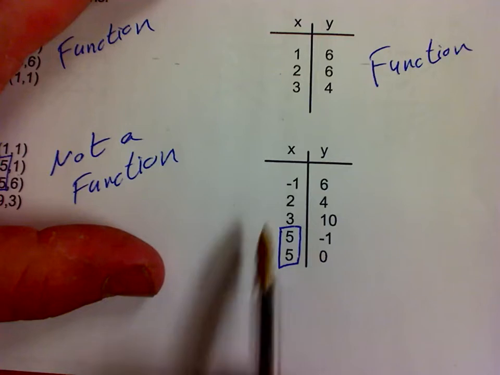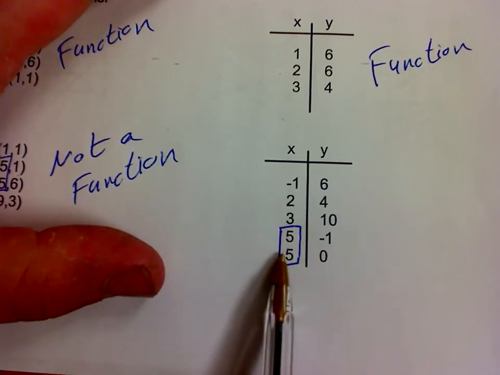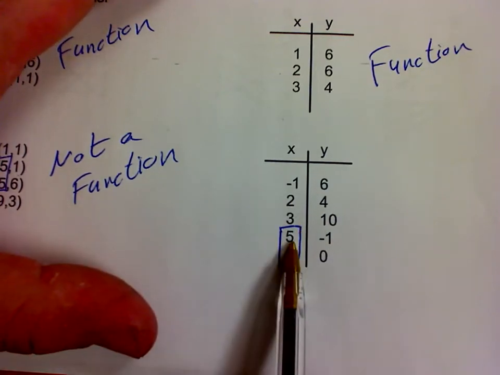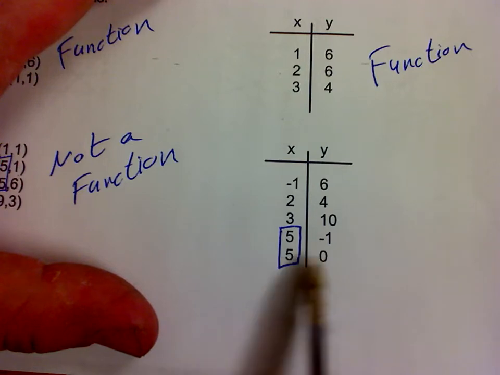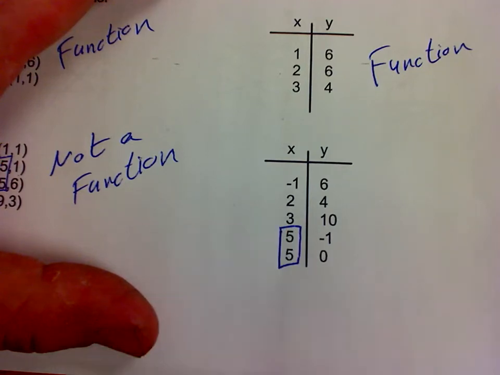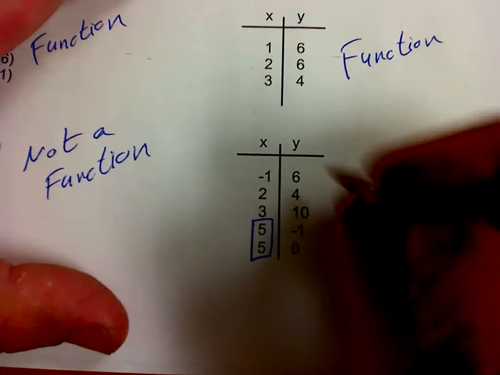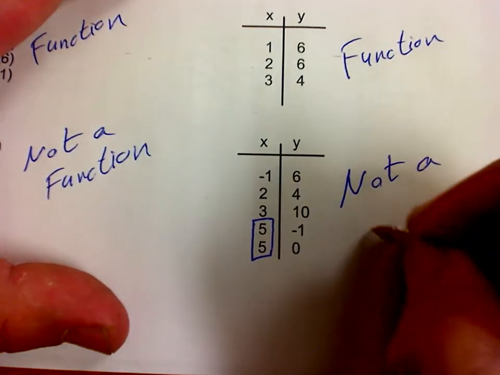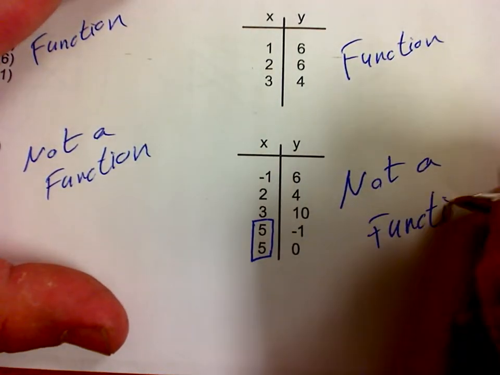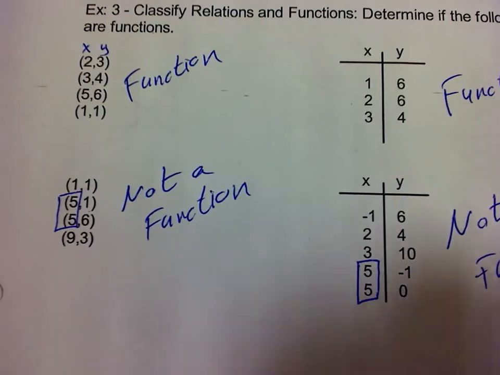Which we do see happen in this bottom example. We have two 5s that repeat for the x's. Just like we had over here, we can't plug in 5 and get negative 1 and 0. We can't plug in something and get two different values. So once again, this is an example of not a function. These are the ones that are a little bit easier to read.